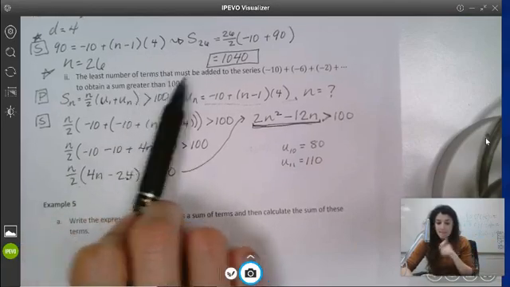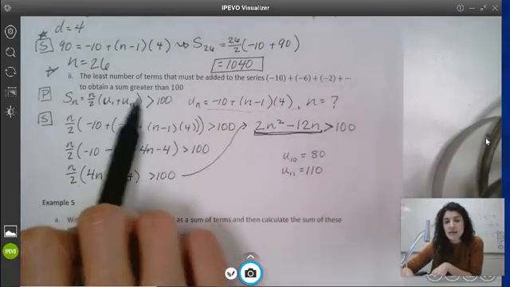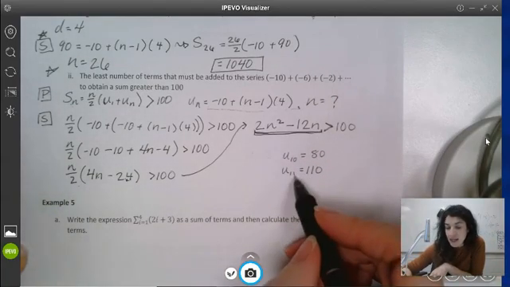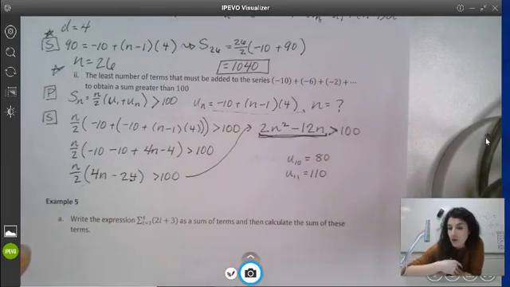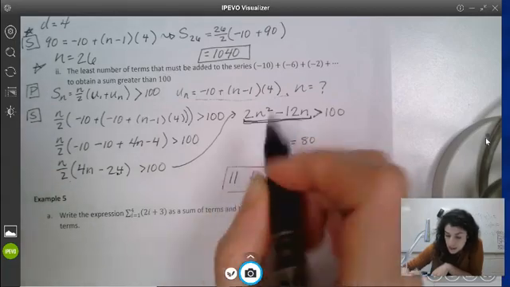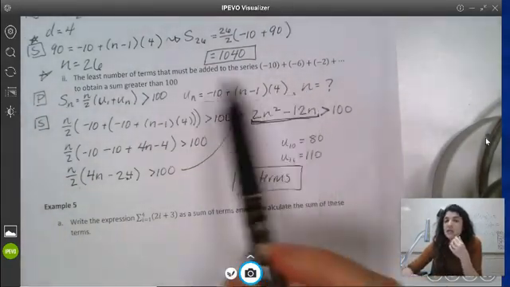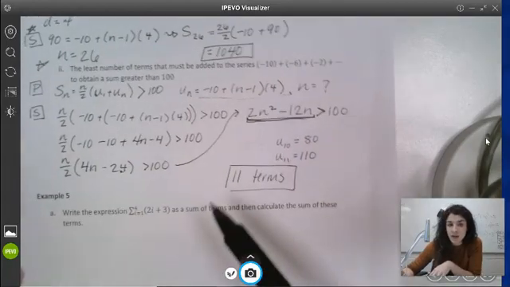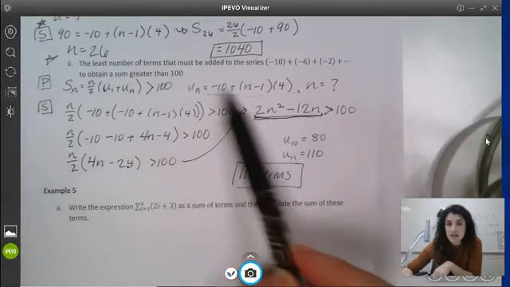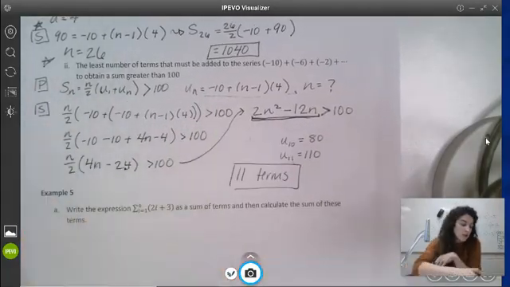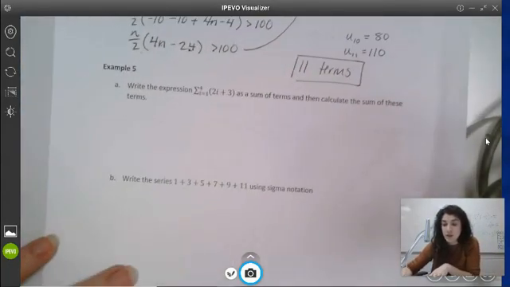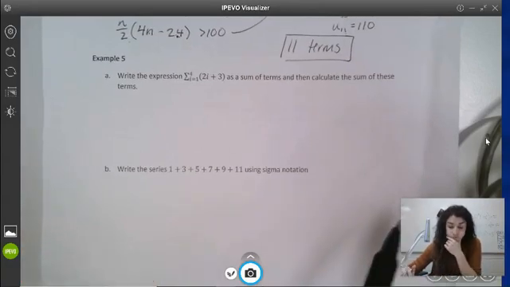So the least number of terms that must be added to the series to obtain a sum larger than 100, this would be below 100, which means it has to be the 11th term that just barely brings us over 100. So a total of 11 terms must be added together within this series in order to at least be greater than 100. This one was really hard, but hopefully you understood this idea of we can be plugging in some equations for here. We can use our calculator to create tables of values, and rewatch it if you feel like you need more explanation or repeated explanation.